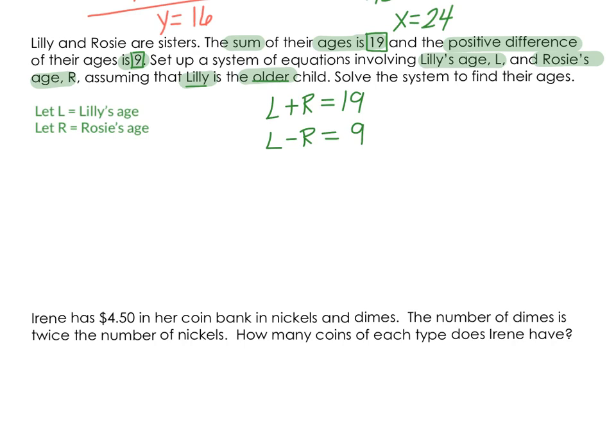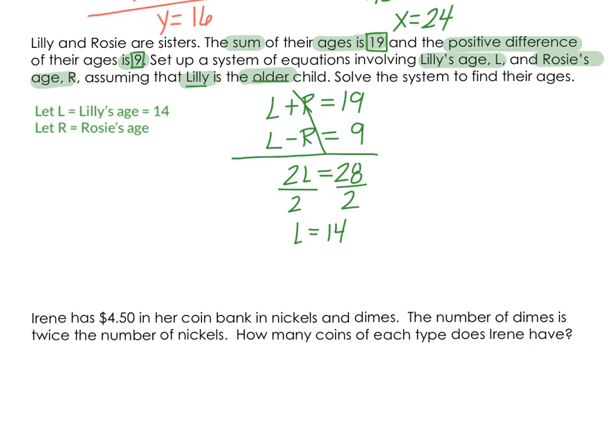Okay, so now this is actually already set up for elimination because it's R minus an R, so these R's will cancel. So then I'll have L plus L, which is 2 L's, equals 19 plus 9 is 28. And then I can divide by the 2 to tell me that Lily is 14. So I'm going to jump over and put that into my let statement. Lily's age equals 14. You could do that at the end or during, whichever one's easier for you.